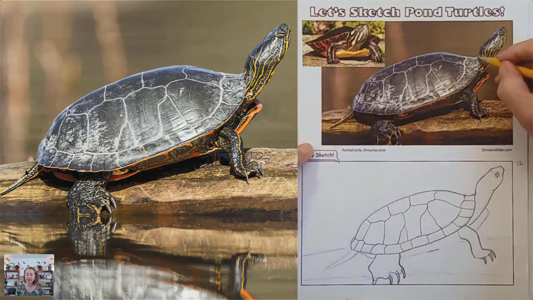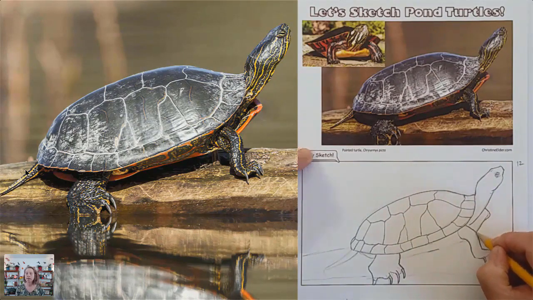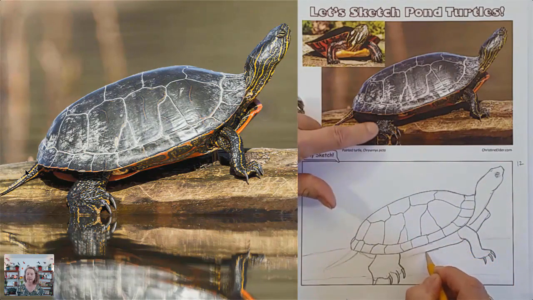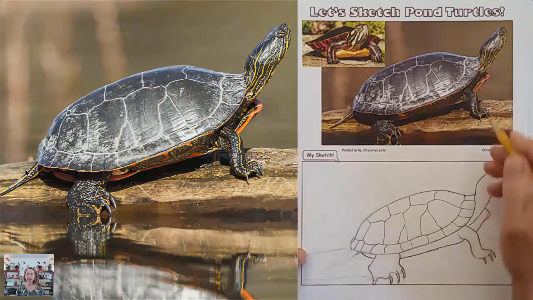Now I'm going to add that lower shell. Remember, that's called the plastron, and just double checking where it starts on the neck and coming down under the front leg and down along the belly and the rear end there.